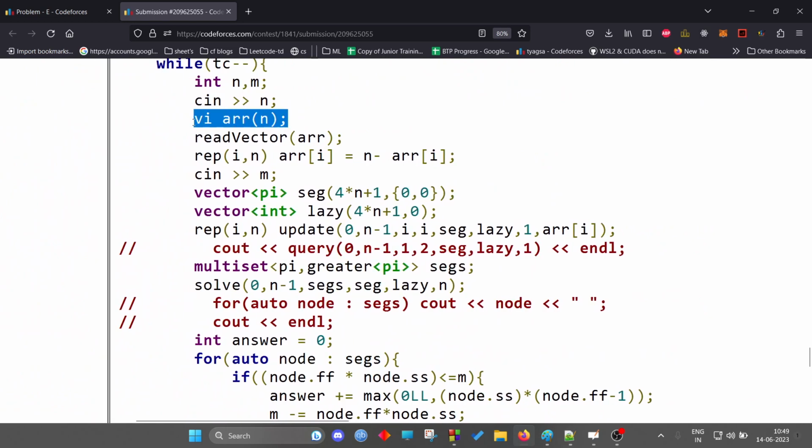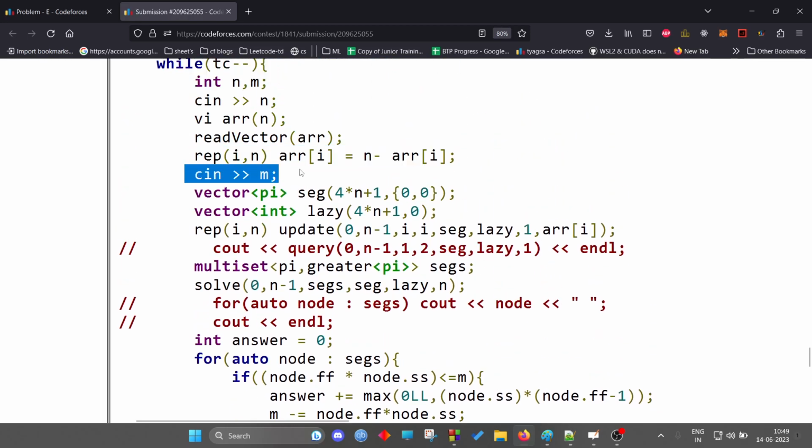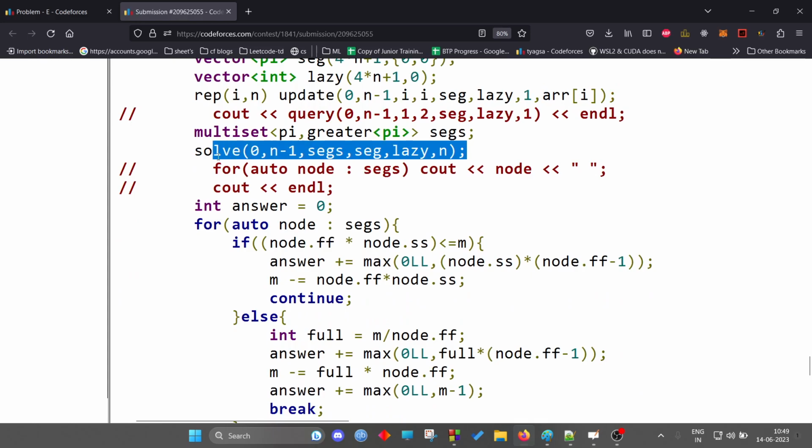I will show you the code. Initially, we were given the array, and then I converted it. Instead of the blocked spaces, I looked at the empty spaces. Then this is how many elements I want to fill. Then I update the segment tree with originally the empty spaces. So for each column, the number of empty spaces that it has, I'm updating the segment tree with that. And then I call a solver function.